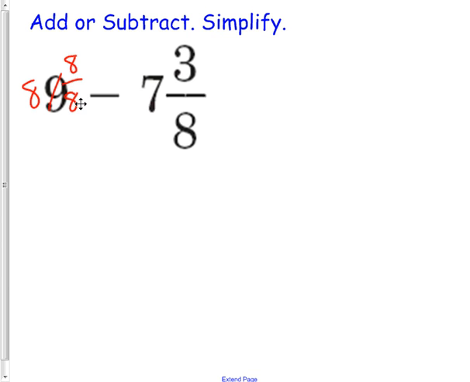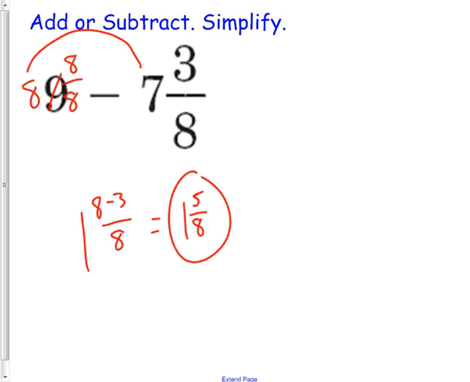So now I have a common denominator, and my numerator on the left is greater than the numerator on the right. So I'm going to do 8 minus 7, which is 1. And then I'm going to write the numerator as 8 minus 3 over 8. And that's going to give me 1 with 5 over 8. And I can't simplify that anymore, so that's my final answer.